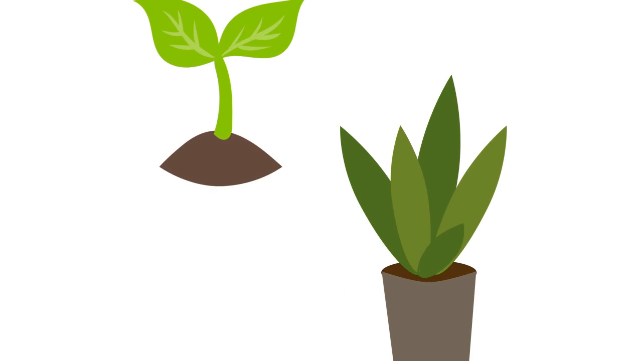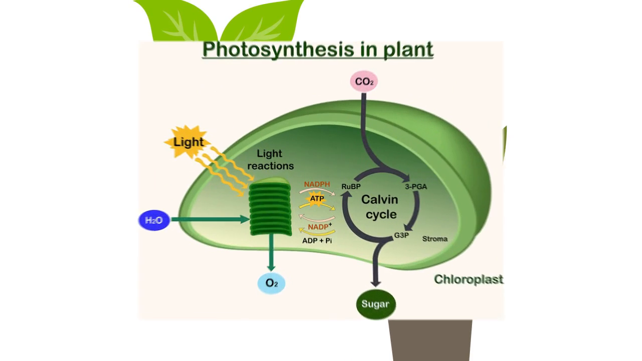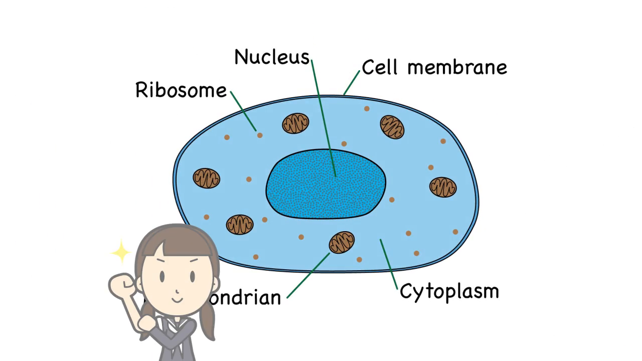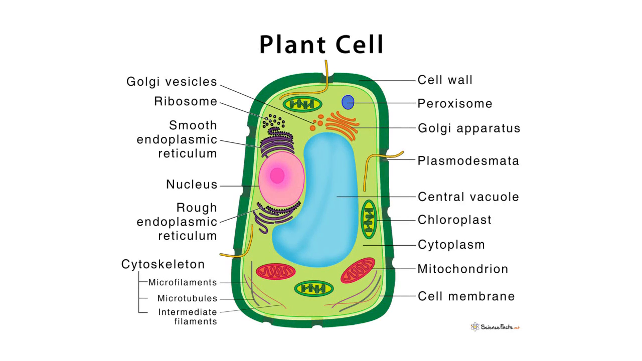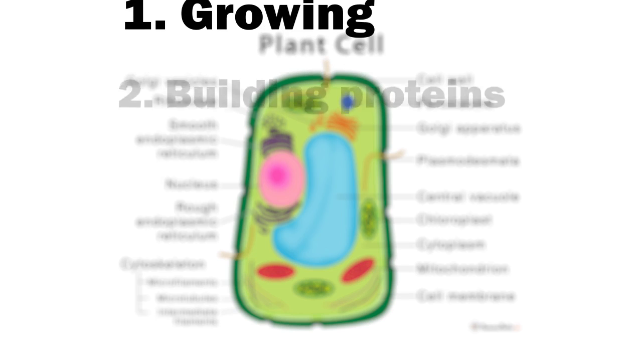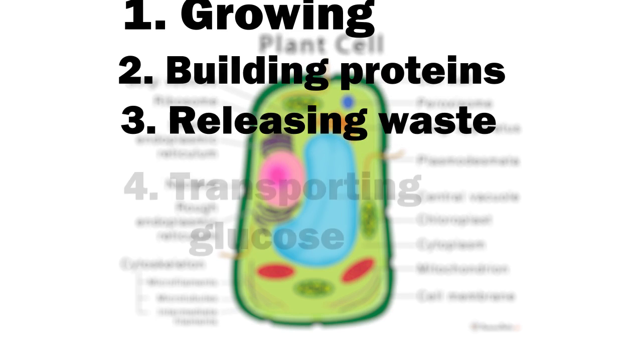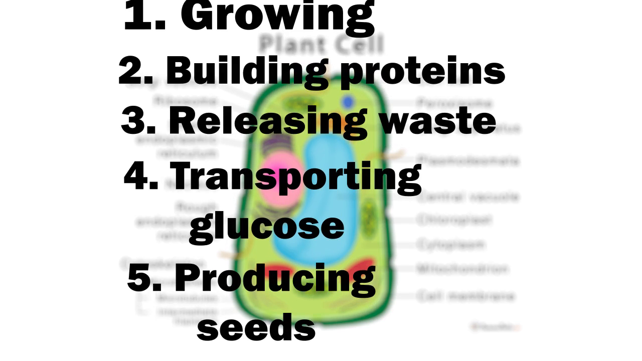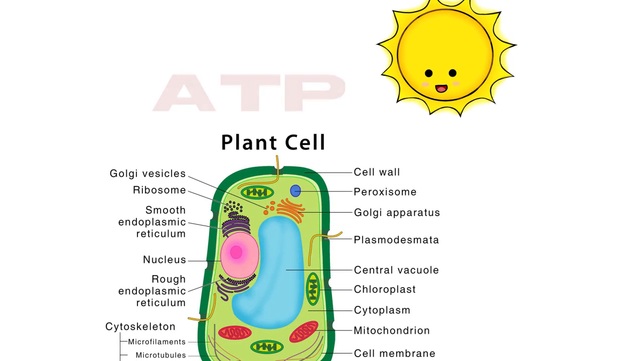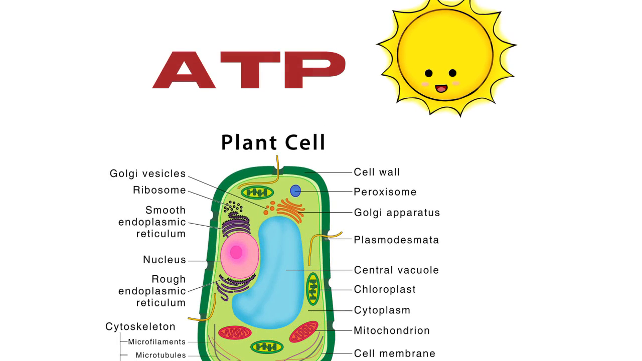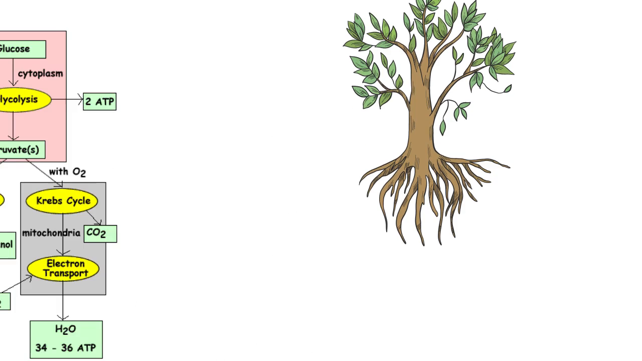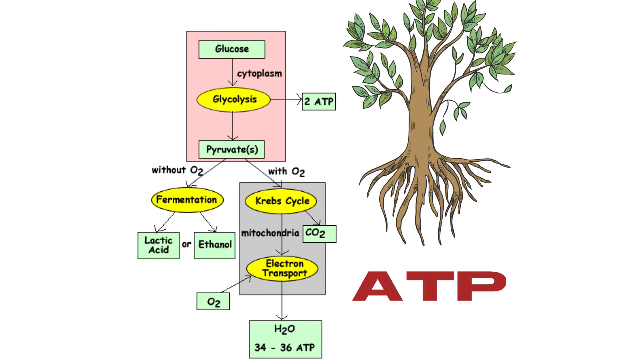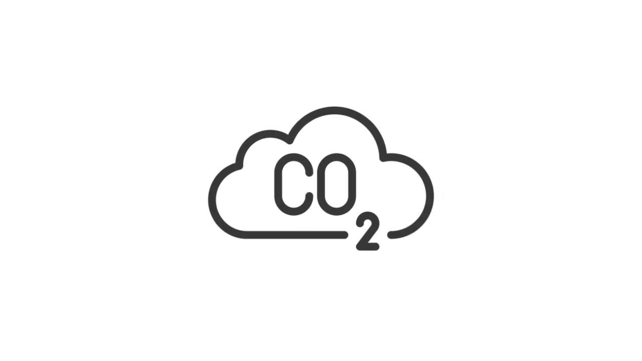Now going back to plants. Plants do not only perform photosynthesis. Animal cells take charge and perform cellular respiration to get their daily dose of energy. Plant cells can also perform cellular respiration alongside photosynthesis. These plant cells need their energy to do a number of things such as growing, building proteins, releasing waste, transporting glucose, and producing seeds. Whilst plant cells are using solar energy for making ATP in their green parts, when light is available, the roots and non-green parts of the plant use cellular respiration to make ATP when the sun is resting, and they also use it to make carbon dioxide.